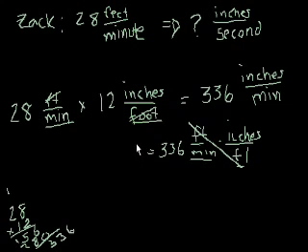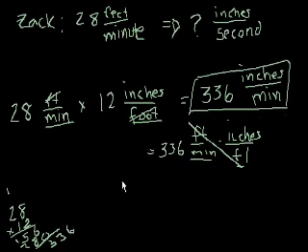The bottom line is you just have to remember, well, if I'm going 28 feet per minute, I'm going to go 12 times that many inches per minute, right? Because there are 12 inches per foot. So I'm going 336 inches per minute. So now I have the question, but we're not done, because the question is how many inches am I going to be traveling in 1 second?